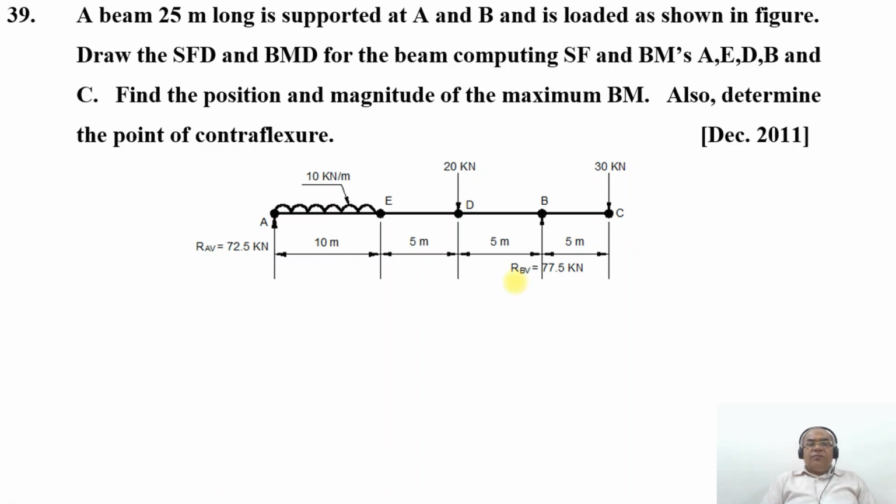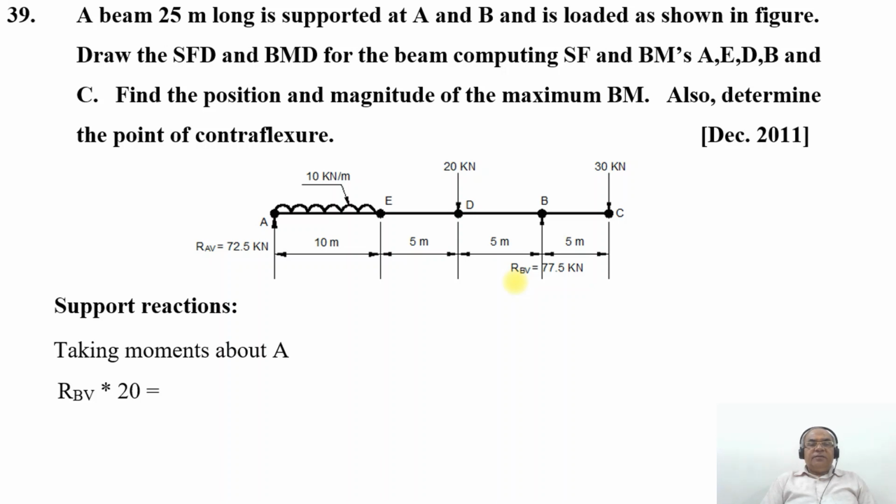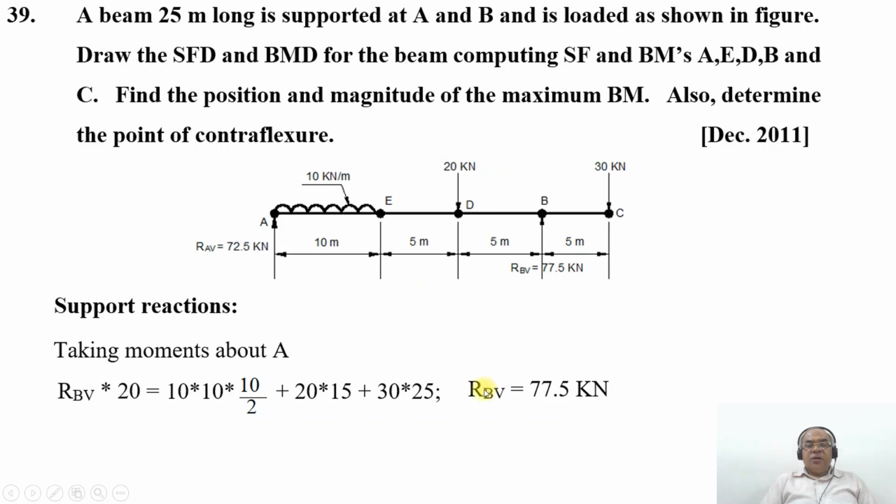Now we need to find out the support reactions. So by taking the moments about the point A, that is RBV into 20 will be equal to 10 into 10 into 10 by 2 plus 20 into 15 plus 30 into 25. Therefore, on simplification, RBV will be equal to 77.5 kilonewton.